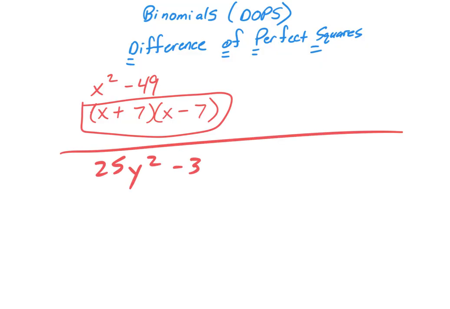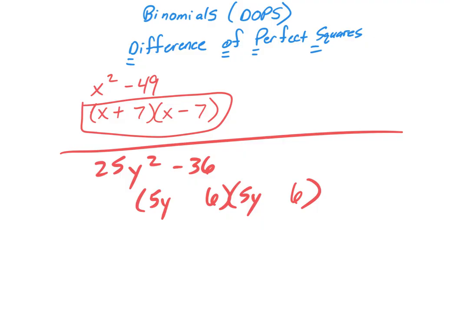25y squared minus 36. Are they both perfect squares? Well, 25 is a perfect square. 36 is a perfect square. We got a minus sign in between. So that's all good news, right? Difference of perfect squares. I always like to set it up as just writing out my two parentheses and then just doing your square root. The square root of 25y squared would be 5y times 5y. The square root of 36 would be 6 times 6.